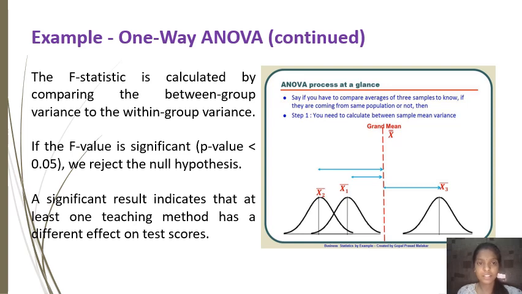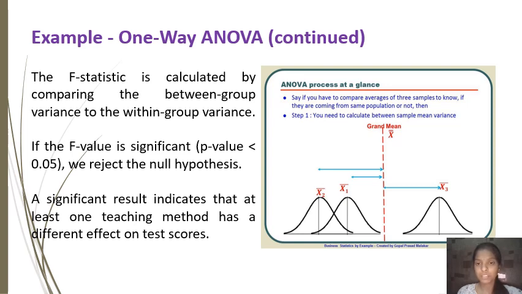The F statistic is calculated by comparing the between group variance to the within group variance. If the value of F is significant, that is, the p-value is less than 0.05, we reject the null hypothesis. A significant result indicates that at least one teaching method has a different effect on the test score.